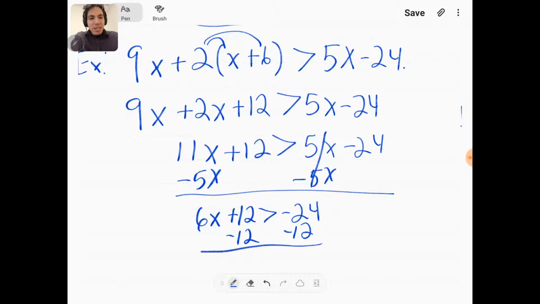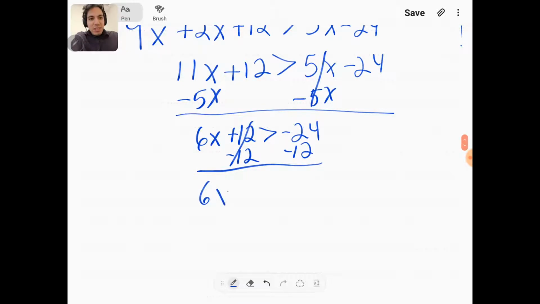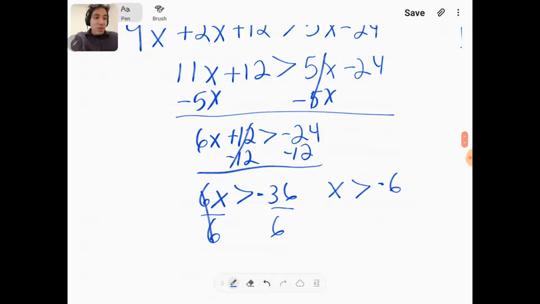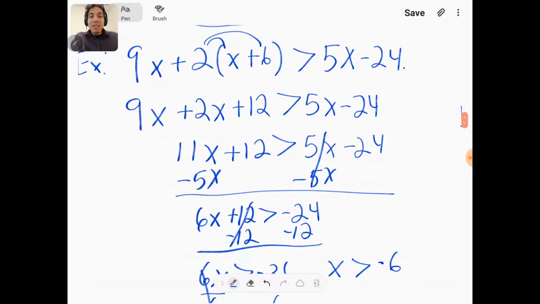I subtract 12 on both sides. Bring this down. I get 6x is greater than negative 36. I divide both sides by 6. X is greater than negative 6. So I just solved it. All that work was a lot, okay? Next, I have to graph this.